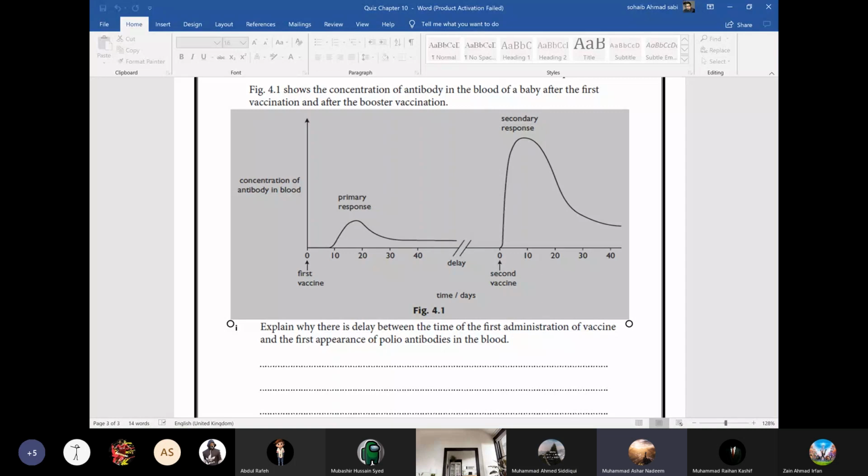Very good answer. Second answer, that there is more concentration of antibodies. All right, boys. There is more concentration of antibodies. Very good, boys.